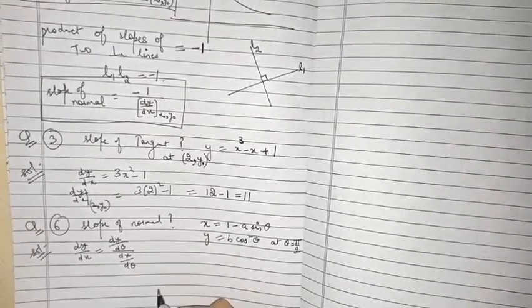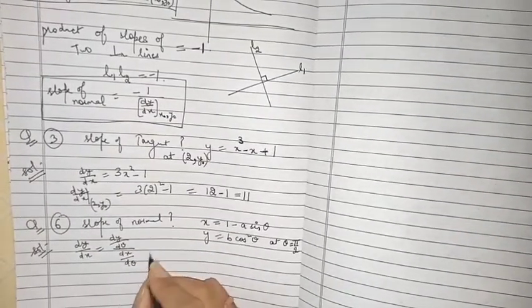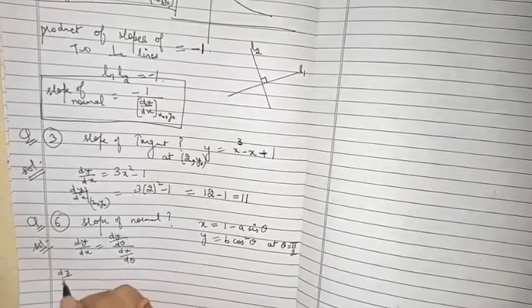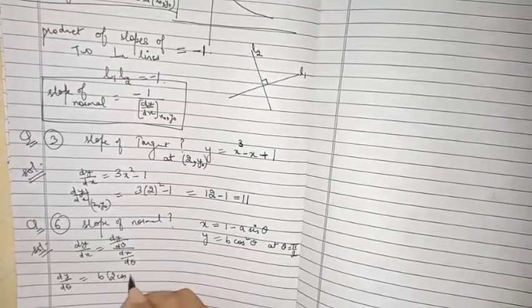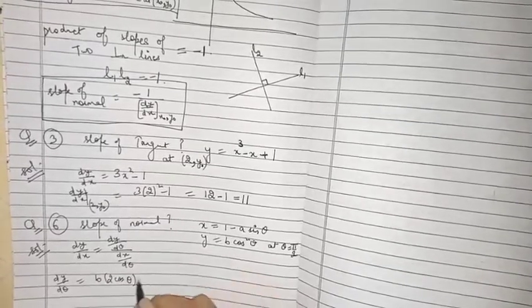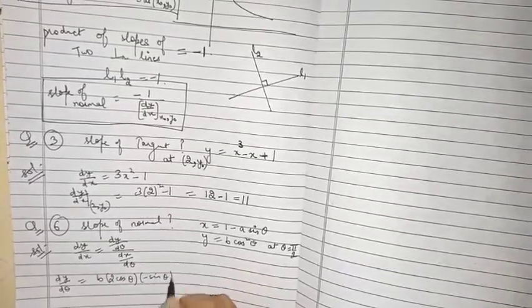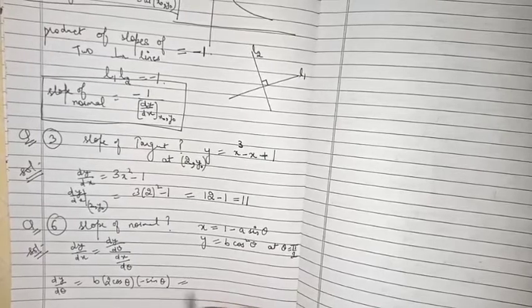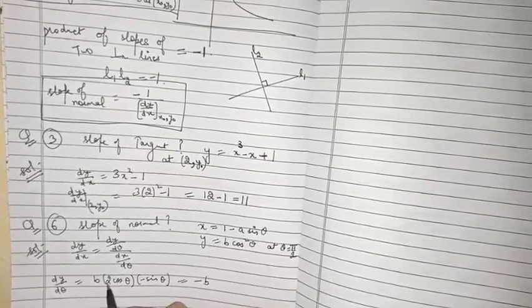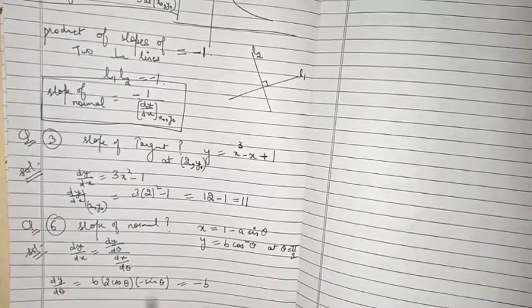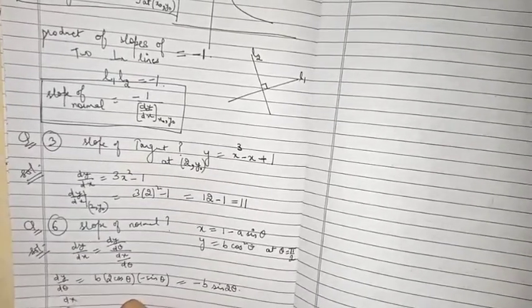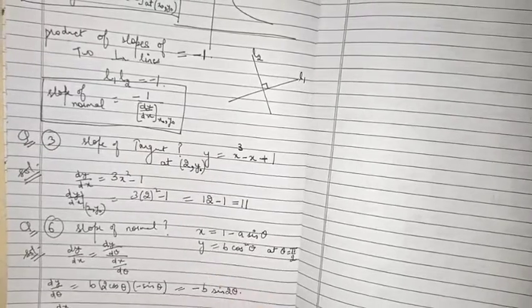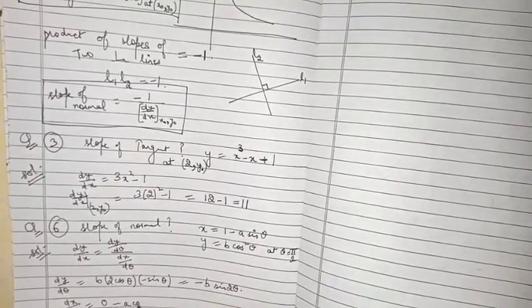Clear? So what is my dy by d theta? Dy by d theta is b 2 cos theta into the derivative of cos theta, which is minus sin theta. So it will be minus b 2 sin theta cos theta, which is sin 2 theta. Right? Now what is dx by d theta? Dx by d theta is 0 minus a cos theta.